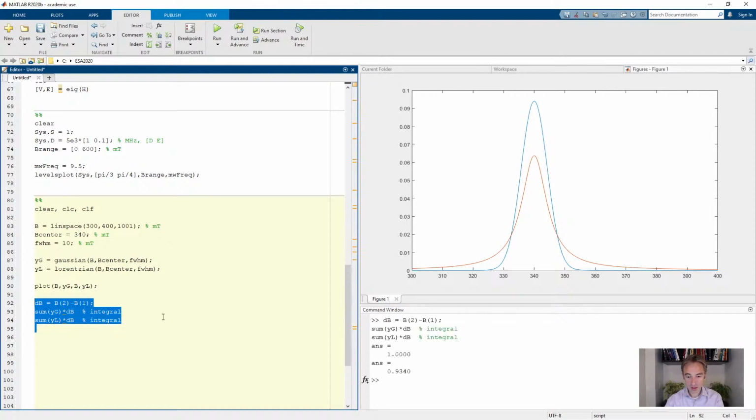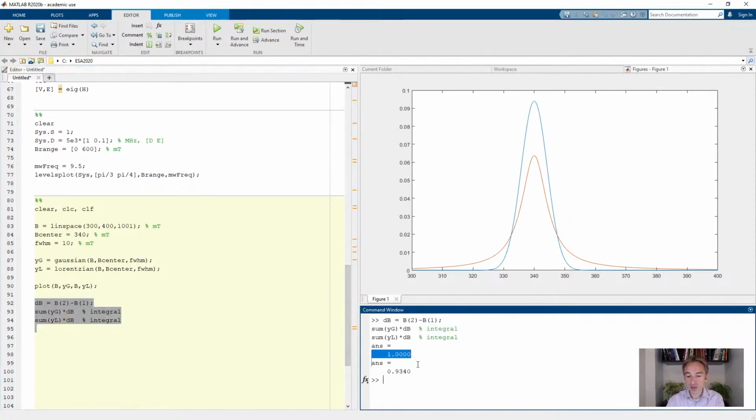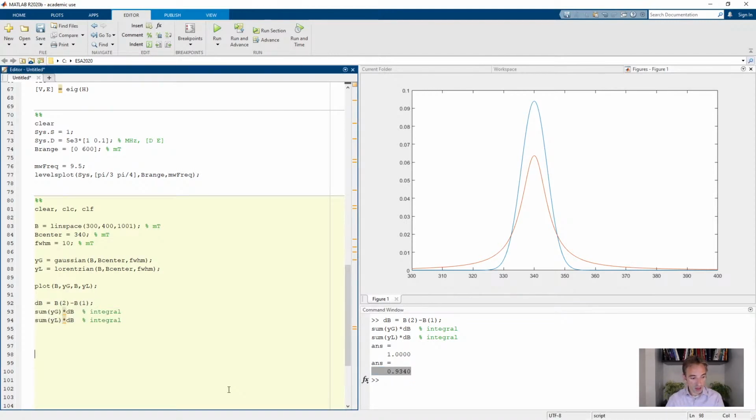Now let's check when running this code here, F9. See, the Gaussian cleanly integrates to 1 because by the time we hit the edges of the field range, it's really completely decayed. Whereas the Lorentzian only integrates to 0.93, and the reason is that it's truncated. If you had a larger field range, that integral would approximate 1. You can also get a combined Voigtian line shape.